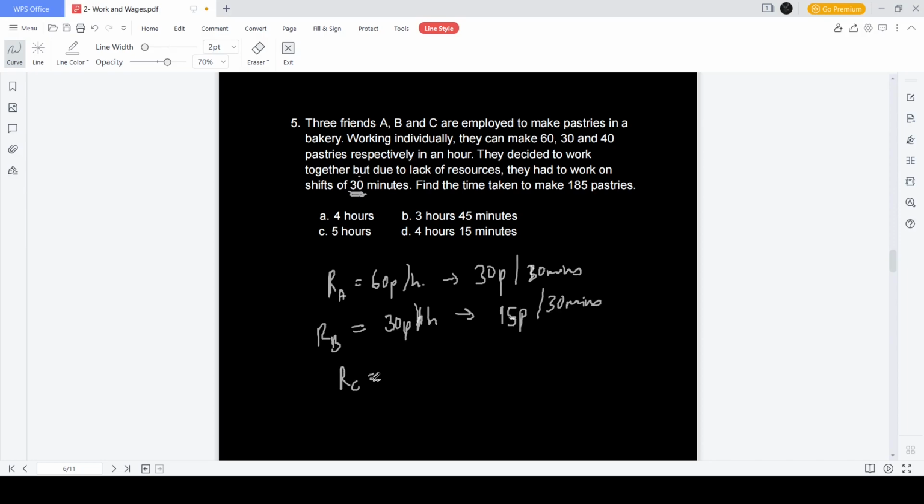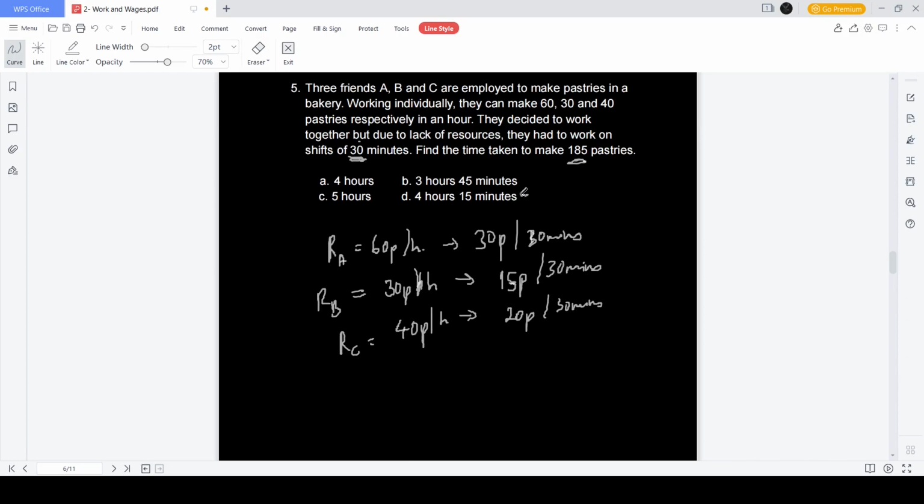And then C will take 40 pastries in an hour, that is 20 pastries per 30 minutes. So if they have to finish 185 pastries, we'll say it starts with A. A goes first and makes 30 pastries in 30 minutes, and then the shift of A ends. That is what the question means. And then B, and then C, then again A, B, C, however many times it happens, and then you have to find out the number of minutes they take.